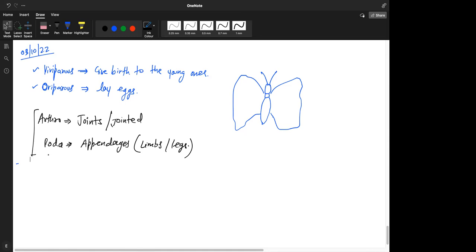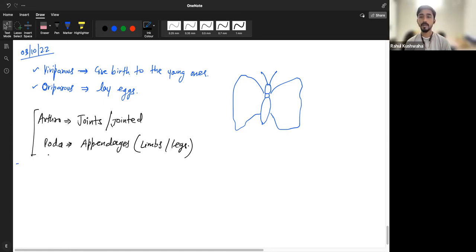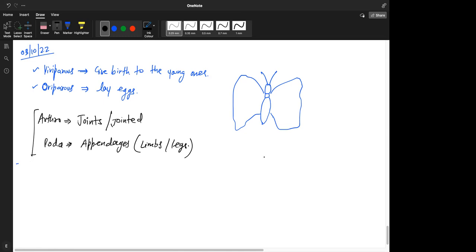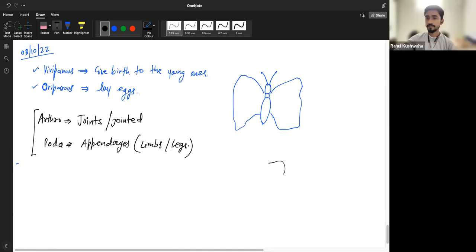Yes. Do fish have joint legs? No. Fish don't have human legs. So we cannot put them in arthropoda. Crabs, do crabs have joint legs? Yes. If you look at a crab, the structure is something like this. It has eyes like this. And a crab has joint legs like this, right? So it walks laterally. Not a very good depiction of the crab I have done here. So forgive my artistic skills, but you understood, right?